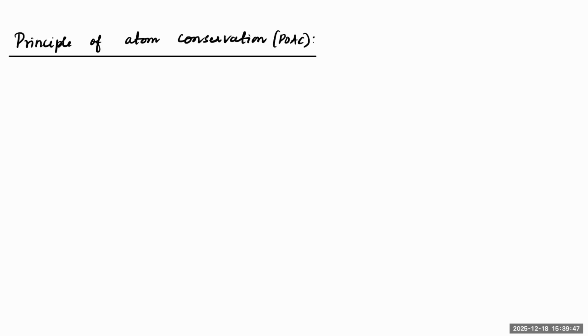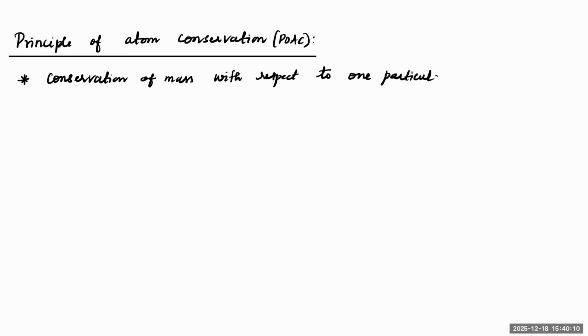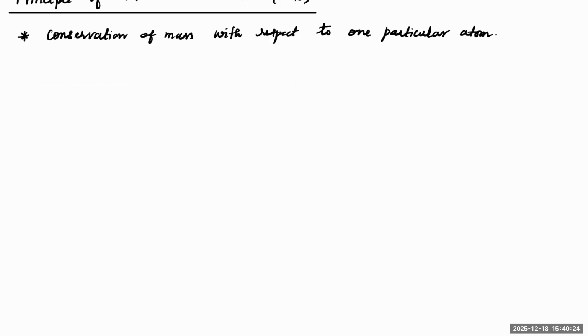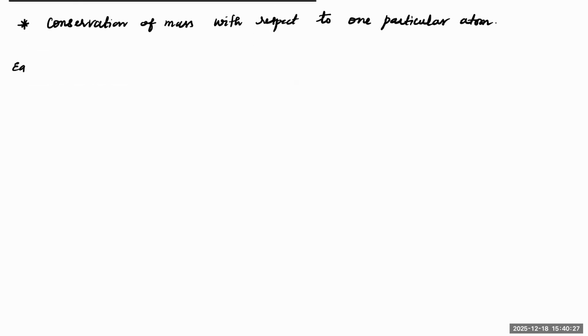Here it is another way of expressing conservation of mass with respect to one particular atom. You can take any one particular atom. With respect to that, we are assuming that there is a conservation of mass. Okay. Correct. Let me show you a few examples instead of writing more theory on it.